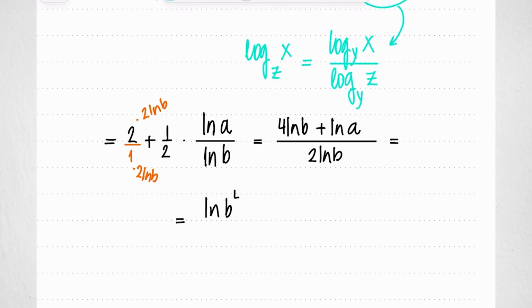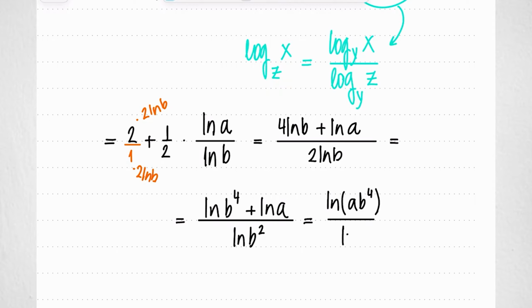So we have ln of b to the 4th plus ln of a, and over here we use the exponent property over ln of b squared, which means finally that we get ln of ab to the 4th over ln of b squared, and that's it.